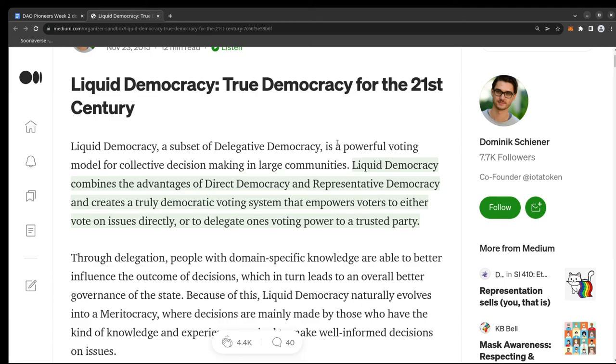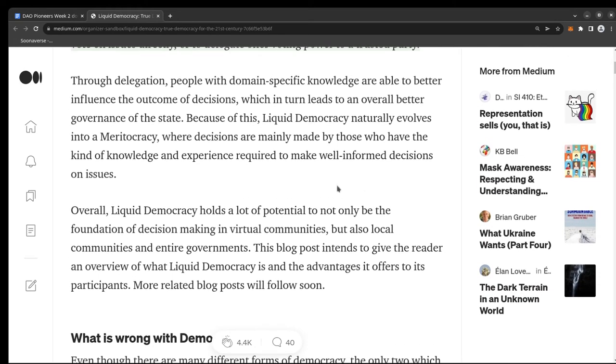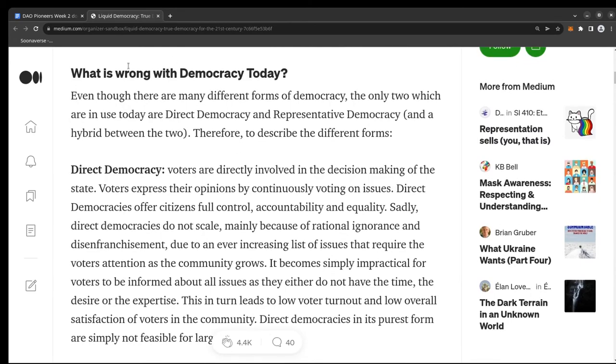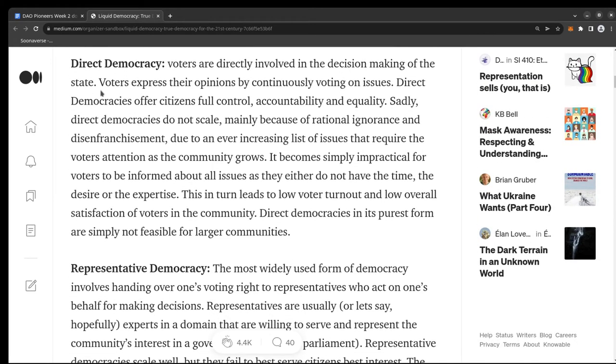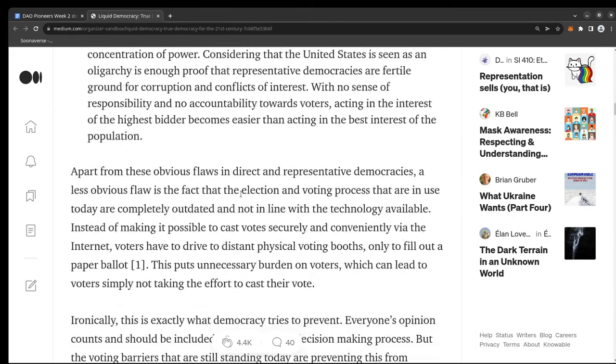And here is again, thanks IOTA 10T for bringing it up to attention that, of course, with liquid democracy, where there is a direct, let's say, a delegation of votes to trusted parties, is one really interesting way of solving some of the challenges of making sure that voices are heard. So, of course, there he goes with the whole description of what is wrong with democracy. So what's wrong with direct democracy or representative democracy, which I'm not, of course, going through.